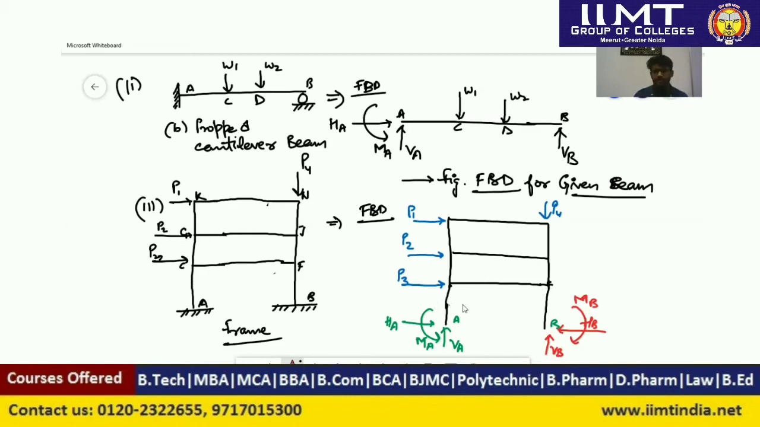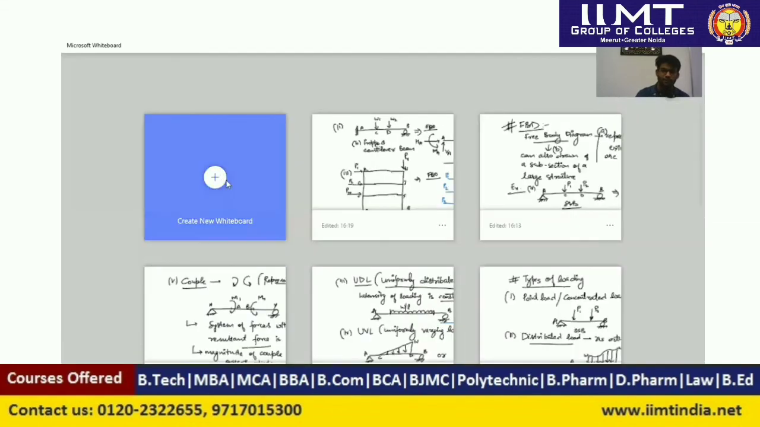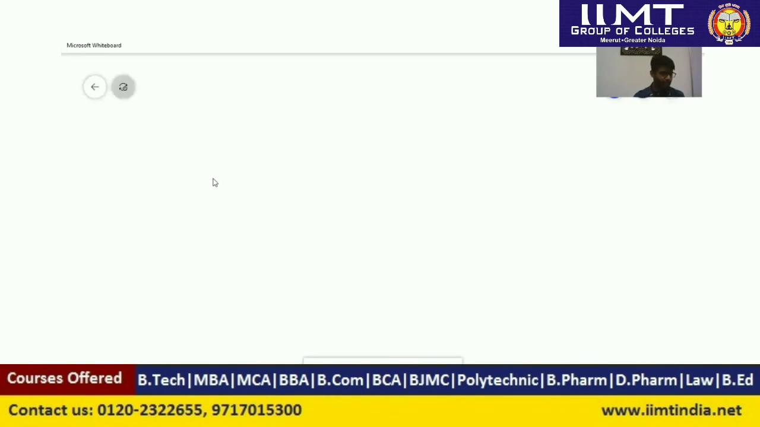As can be seen in the figure, 3 support reactions are acting at point A and 3 support reactions are acting at point B, as both the supports are fixed, and 4 external forces are acting on the frame. So this is the free body diagram for the given structure. Now let's move on to another example.